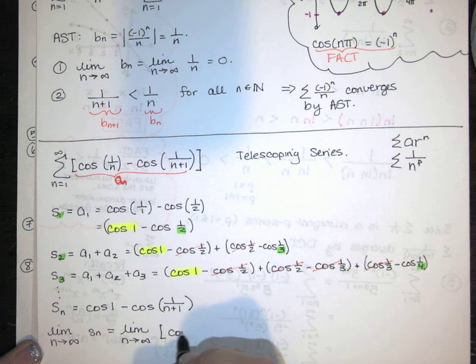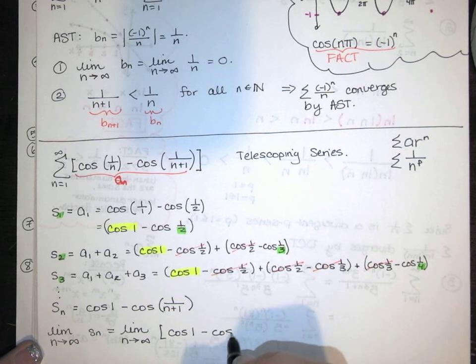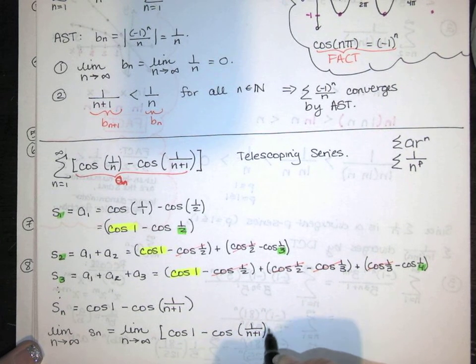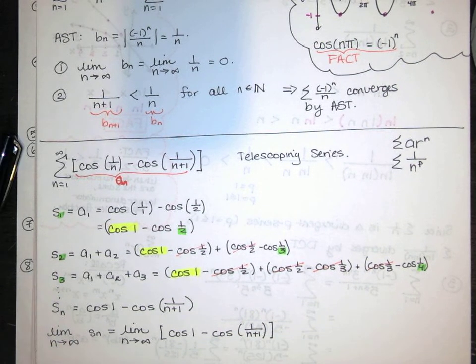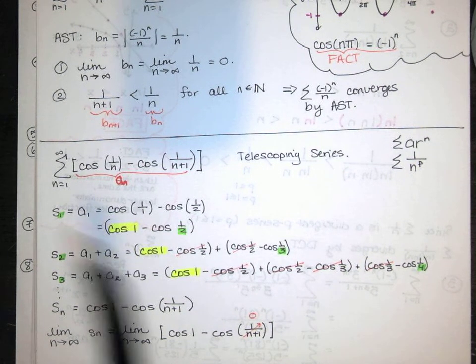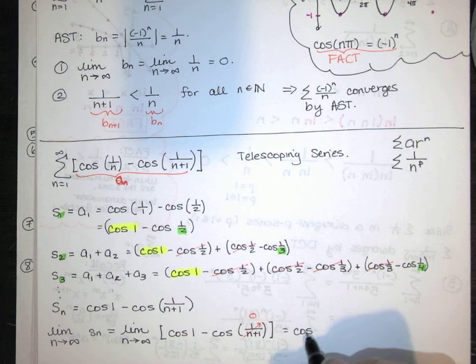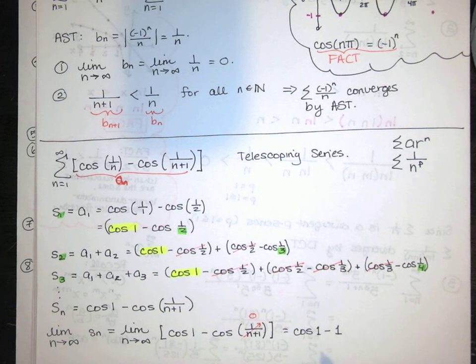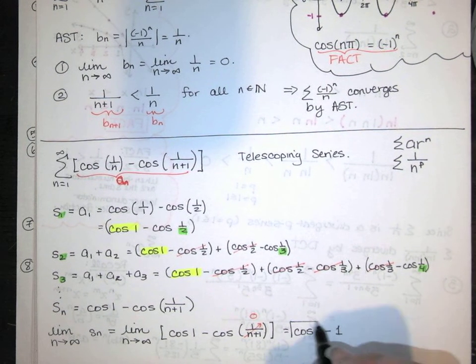So we're taking the limit as n goes to infinity of cosine of 1 minus cosine of 1 over n plus 1. Oops. And as n goes to infinity, this is 1 over something very large. That's very small. So we have cosine of 1 minus cosine of 0, and cosine of 0 is 1. Now, Calc 2 students are often very tempted to simplify this cosine of 1. That does not simplify nicely. You're just plugging in 1 to the cosine function. It's not a special number. 1's not a special angle. So it doesn't simplify. But that is the sum of our series.